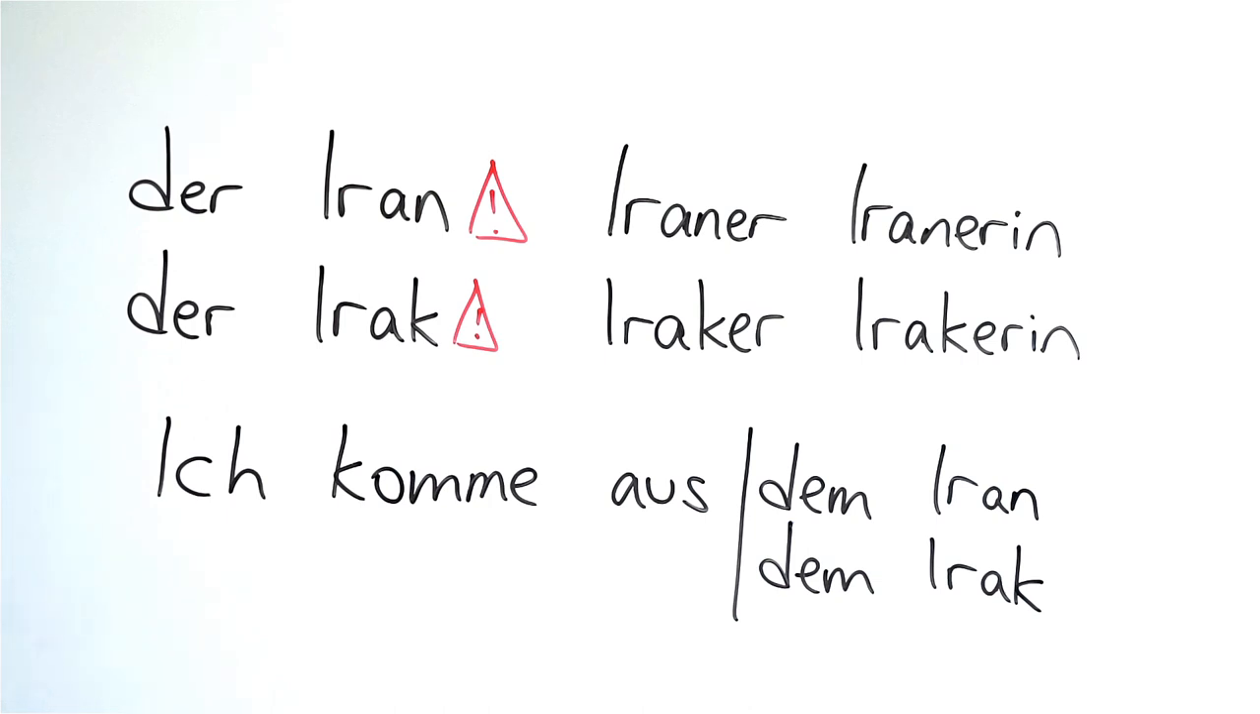Here we have a change where the article turns out to be dem. So if I say I come from Iran, I'll say ich komme aus dem Iran. This is also for Iraq. I'll say ich komme aus dem Irak.